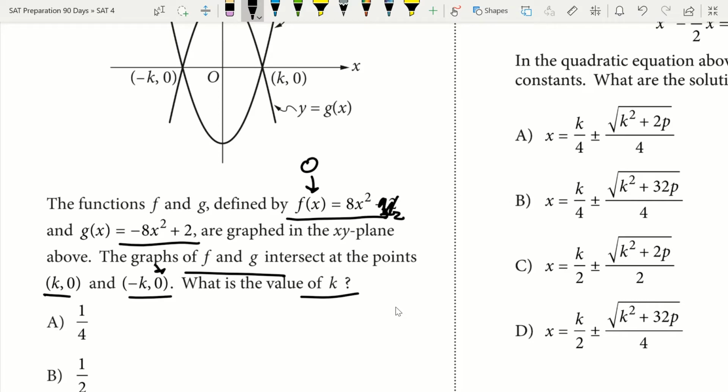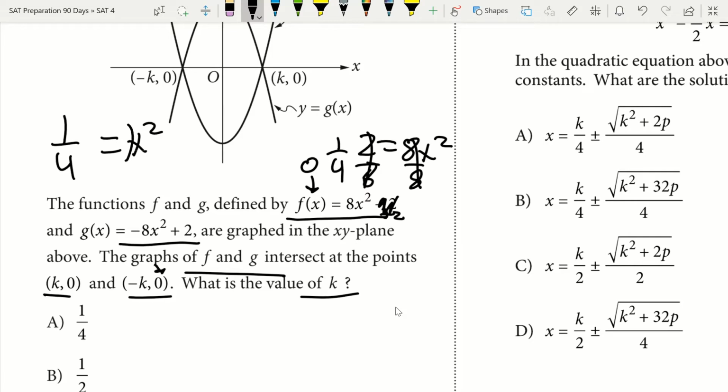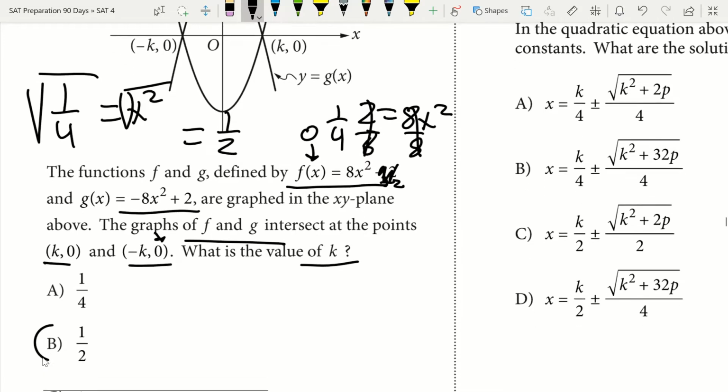So now I've got 2 equals 8x squared. Divide each side by 8. 2 over 8 is equal to 1/4. So I have 1/4 equals x squared. Take the square root of each side. The square root of 1/4 is going to give me 1/2. So my answer there is going to be 1/2, which is B. So B is my answer there for 13.